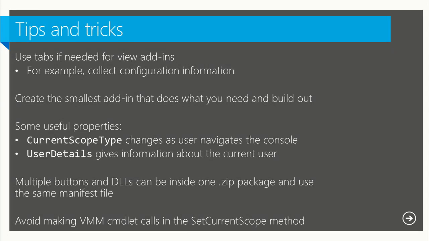The other thing I would say is try to avoid making VMM commandlet calls inside the setCurrentScope method. The reason for this is that PowerShell calls are somewhat expensive, and it is potentially a bad experience for your user, because if you're making heavy PowerShell calls every time the user clicks something in the console, you will be giving them a very sluggish experience.